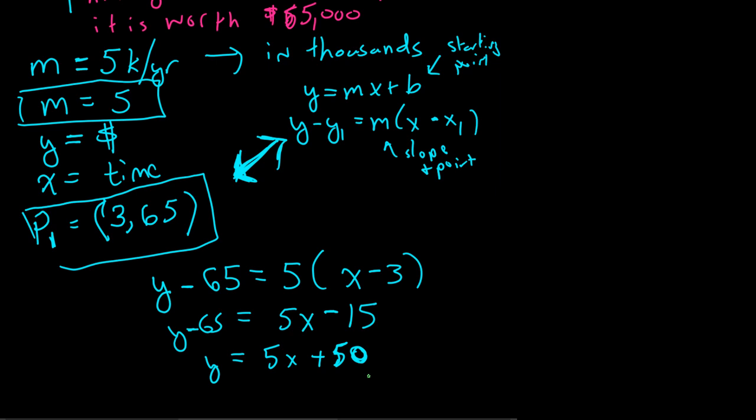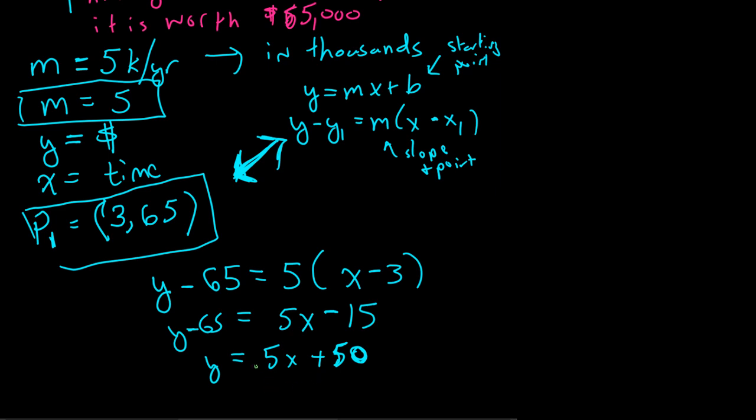So let me go back here and repeat this. I multiply 5 through each term. I get 5x minus 15. I add 65 to both sides. So negative 15 plus 65 is 50. And this is my equation of my appreciation.